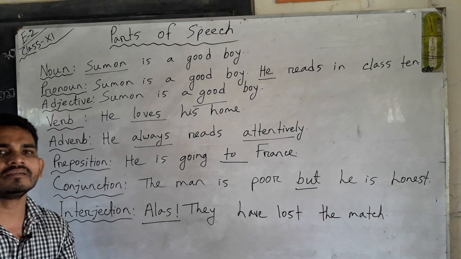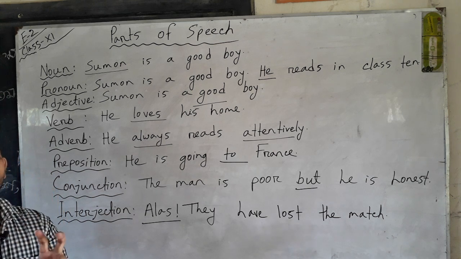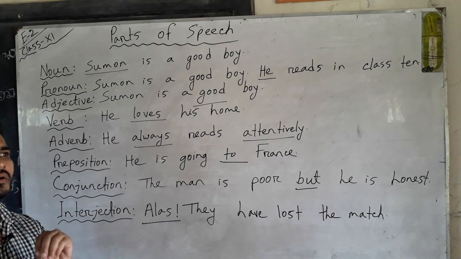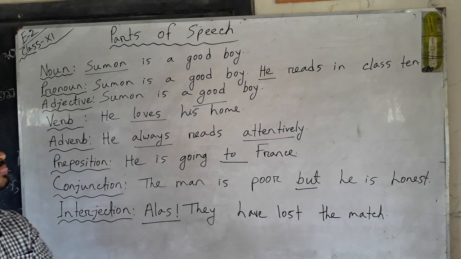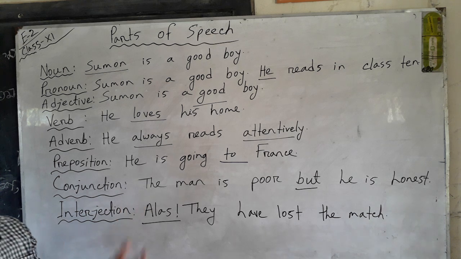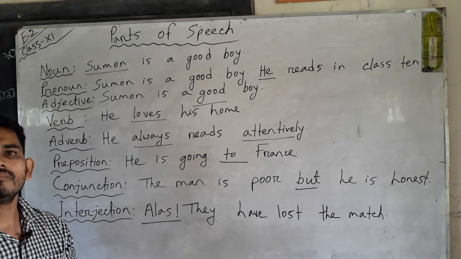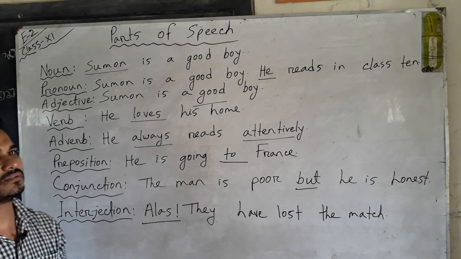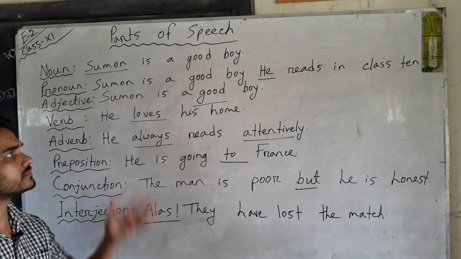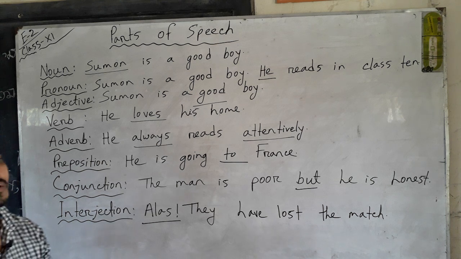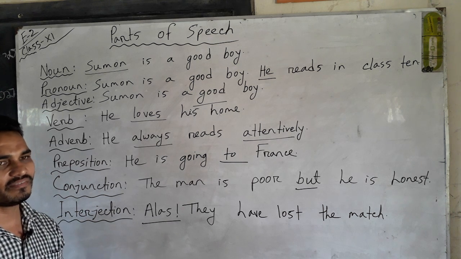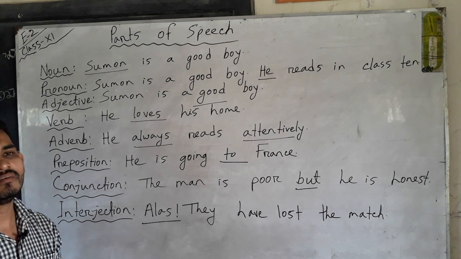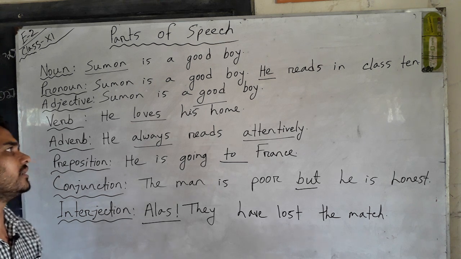A verb in a sentence shows being something, having something, or doing something. Okay, in next classes I will also discuss details about what verb is, classifications of verb, different forms of verbs, and different uses of verb.